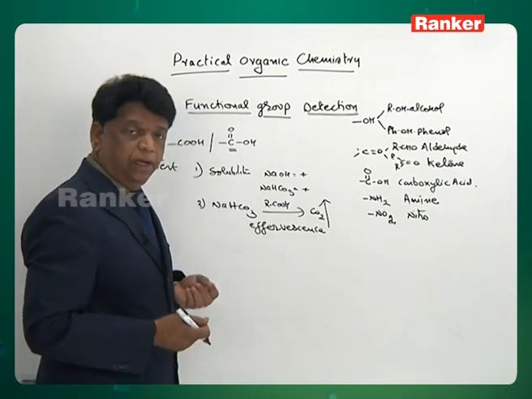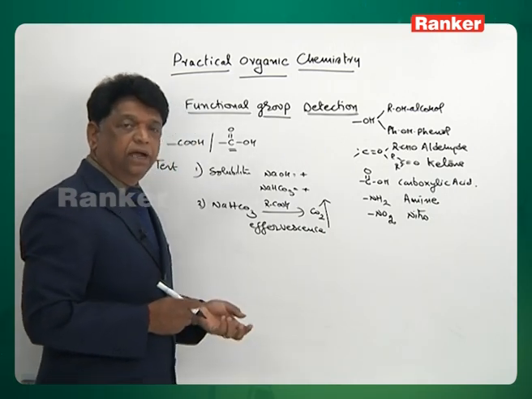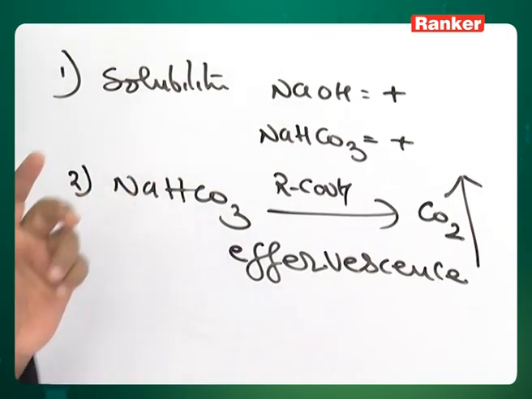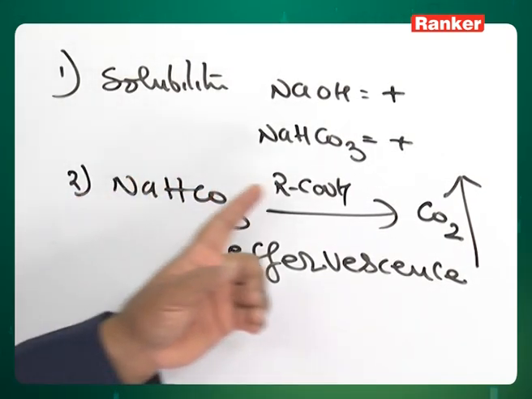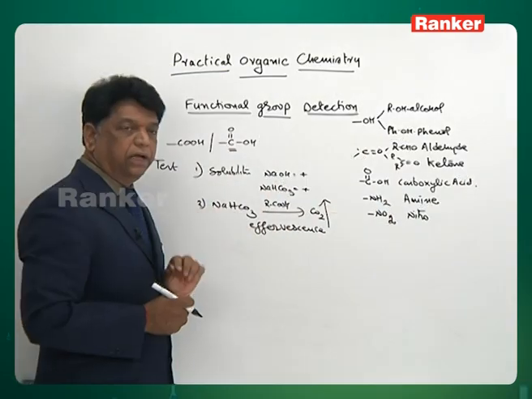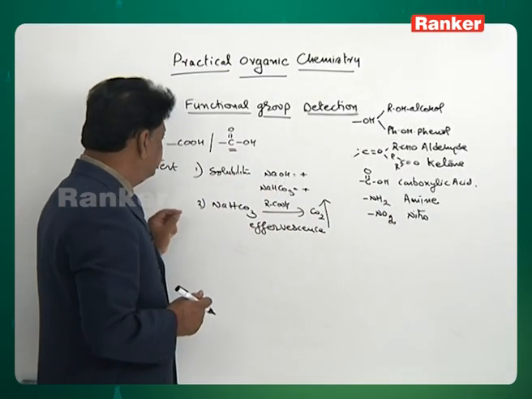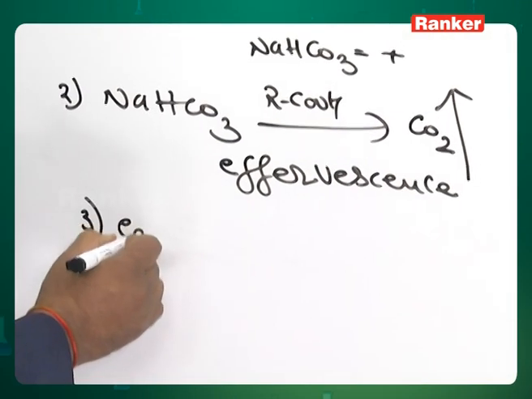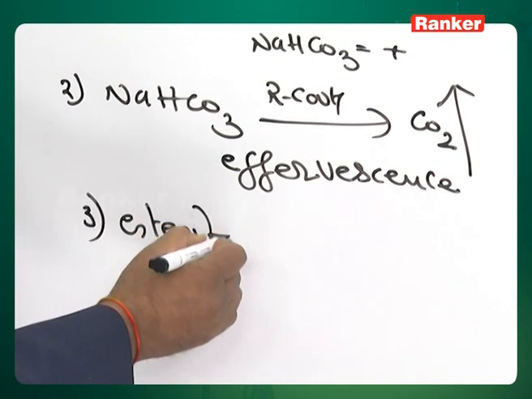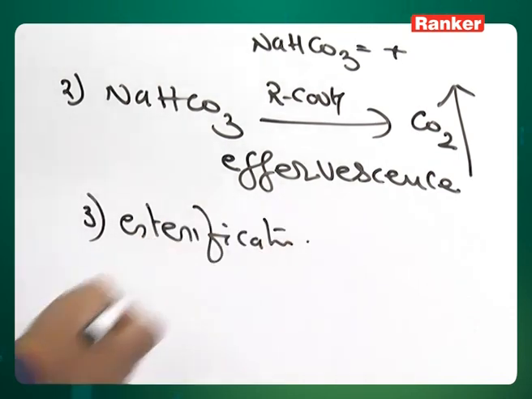All carbonates, bicarbonates, even inorganic salts also liberate carbon dioxide when you add HCl or some other acid. Like that, here also acid and bicarbonate liberating carbon dioxide is one test for the carboxylic acid. Carboxylic acids can be esterified. Esterification is also a good test.